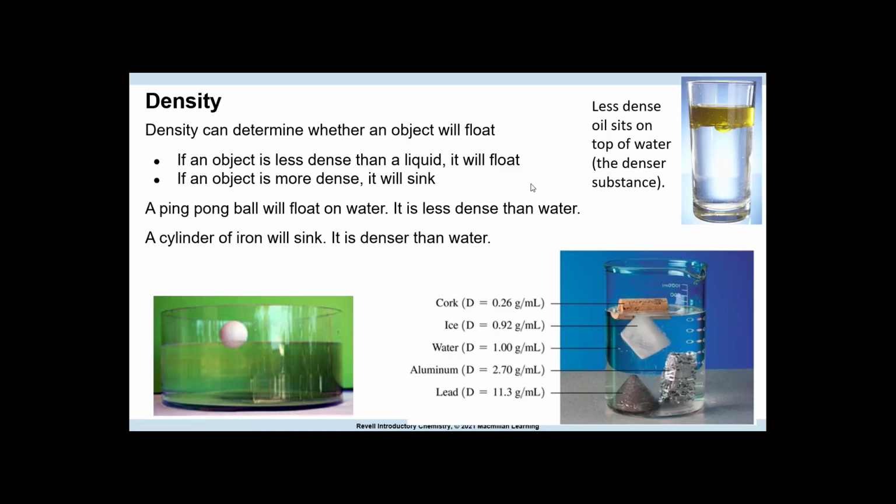Okay, so density can determine whether an object will float. If an object is less dense than the liquid, it will float. If it is more dense, it will sink.